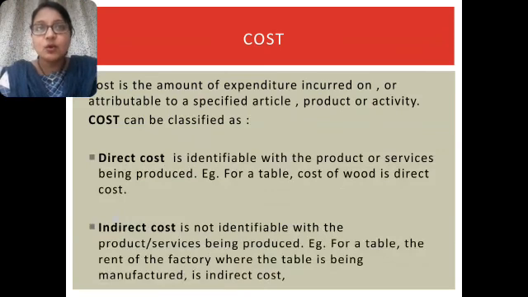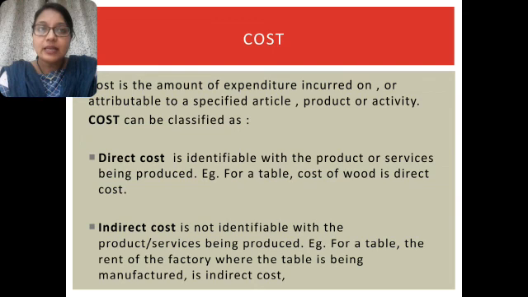Next is cost. Cost is the amount of expenditure incurred on or attributable to a specific article, product or activity. So whatever expense you are incurring for a particular activity is known as cost. But cost can be divided in accounts into two parts. It may be a direct cost or it may be an indirect cost. Now let us understand what is direct and what is indirect cost.